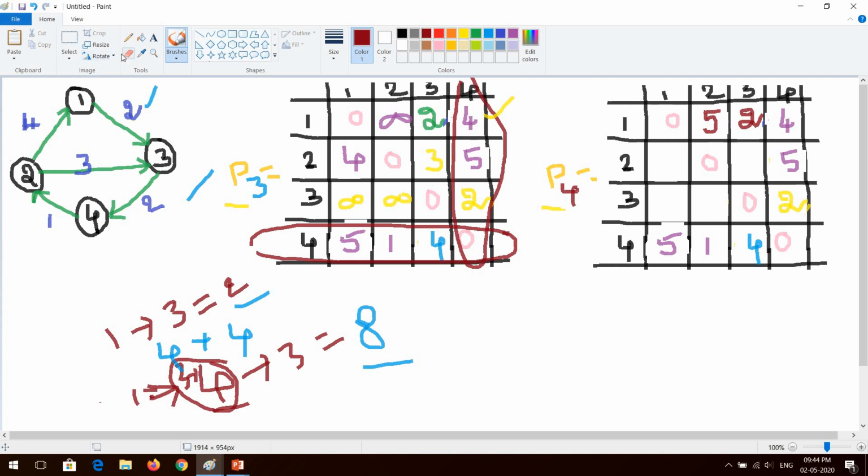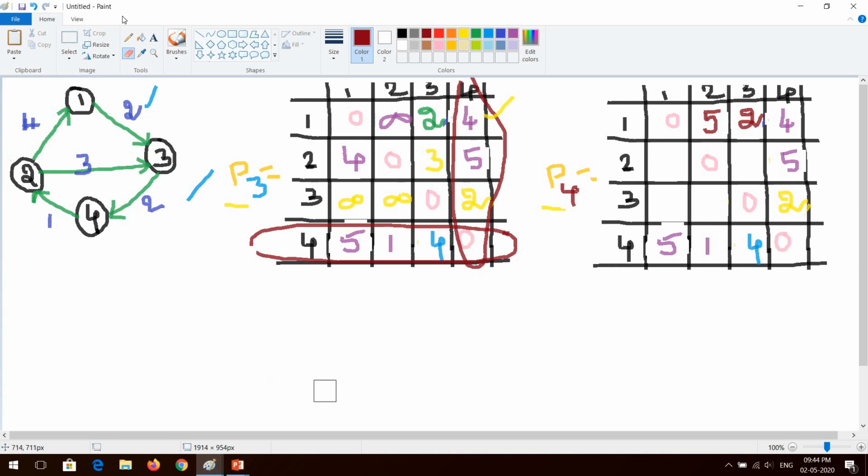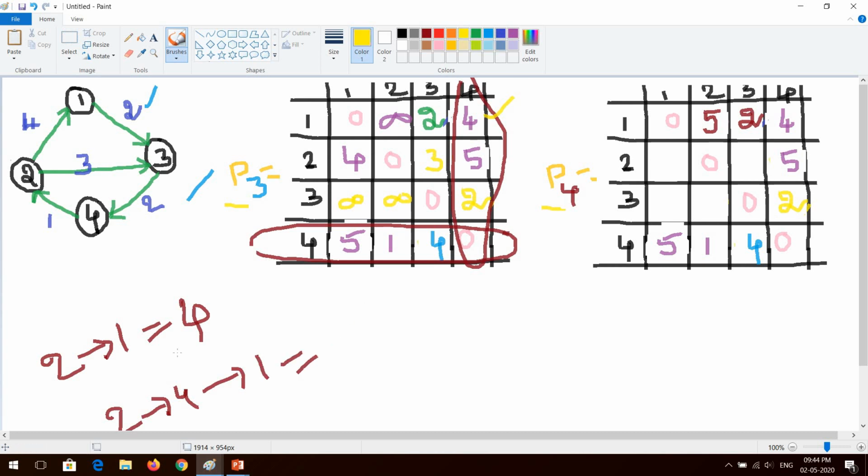Okay, let us observe what is happening with 2 to 1. So 2 to 1 is 4. Now 2 to 4: there is no direct path. I have to move from 2 to 3, 3 to 4. So 2 to 3 is 3, 3 to 4 is 5. So totally, 2 to 4, I will get 5. See, if you observe clearly, without calculating the other values, 4 and 5, which is minimum? 4 is minimum. So 4 will remain the same.